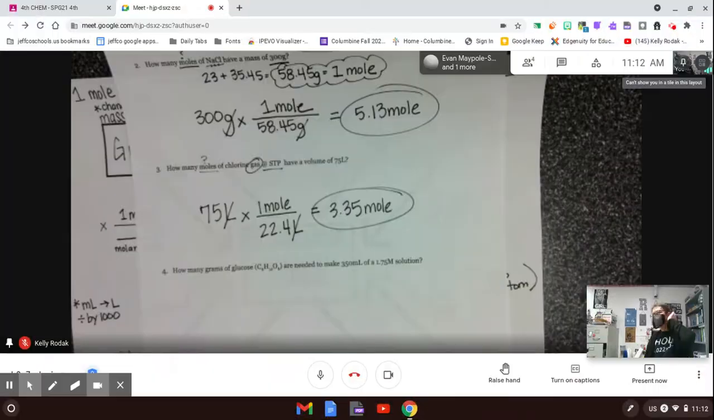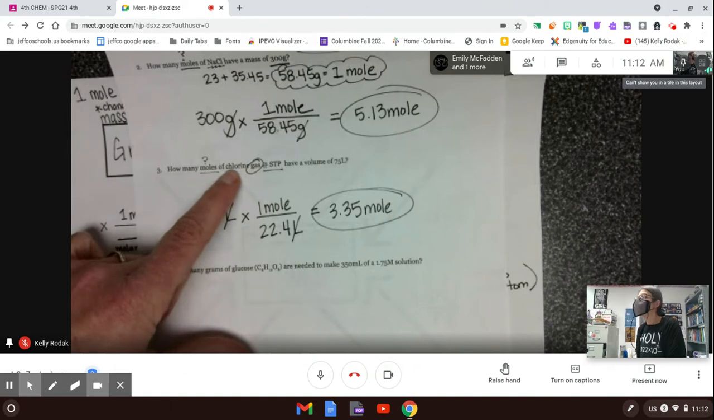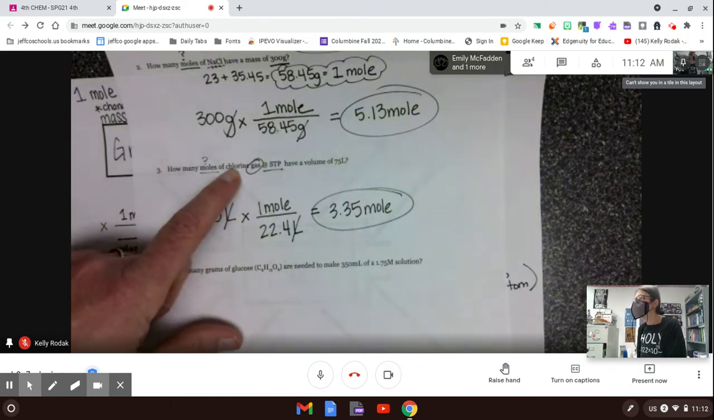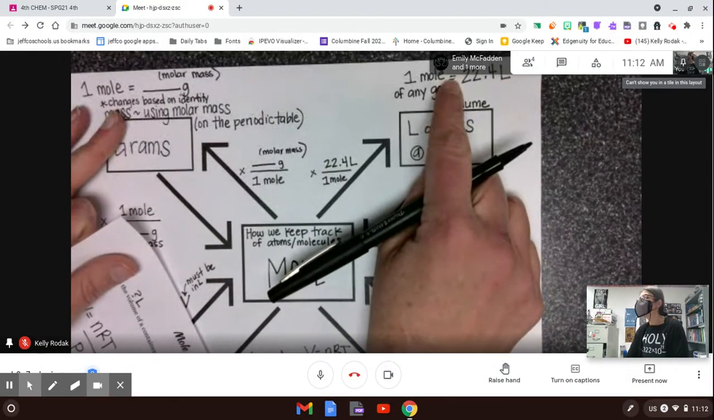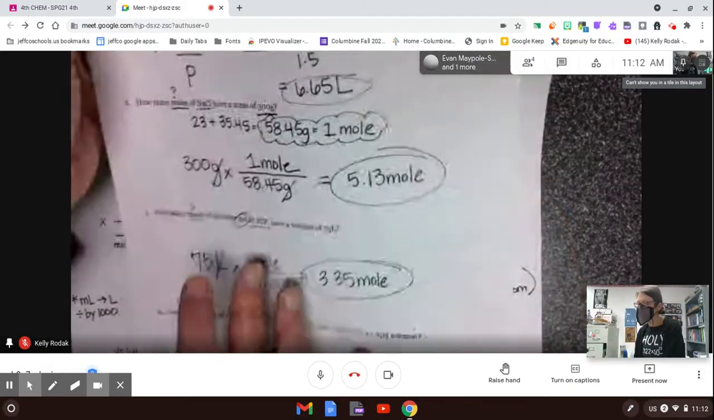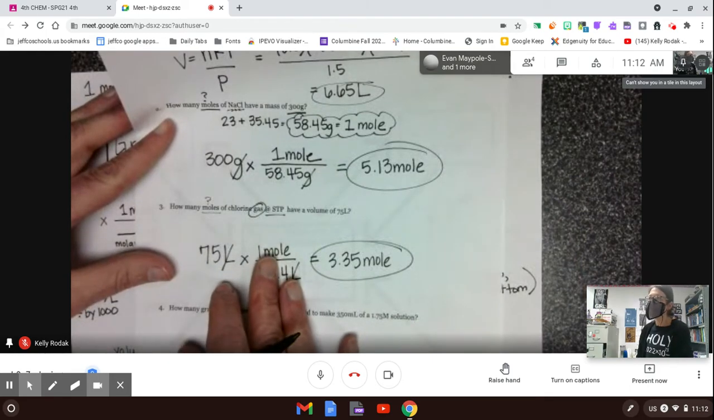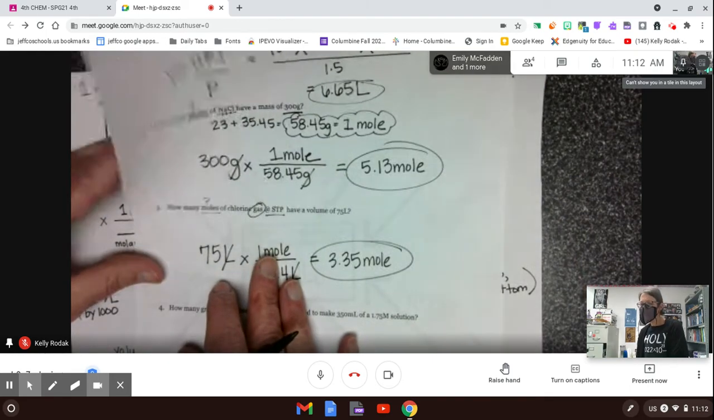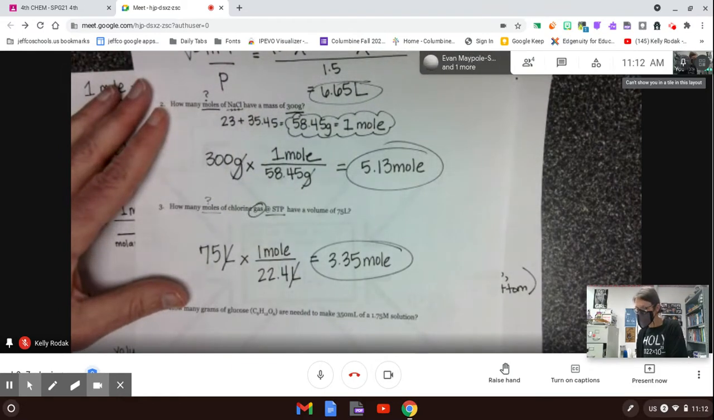Now, real quick question. Would this problem have changed if this said hydrogen gas or water vapor or carbon dioxide? No, because this fact is true. 1 mole of any gas is 22.4 liters, right? Now, if this problem said something about mass, then would it change if it was fluorine gas or water? Yes. So for grams, that's the only one where the identity changes. So just kind of keep that in mind.